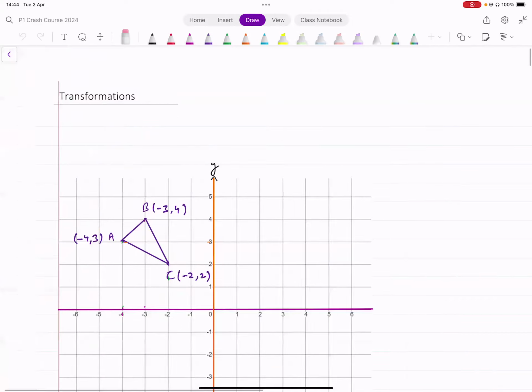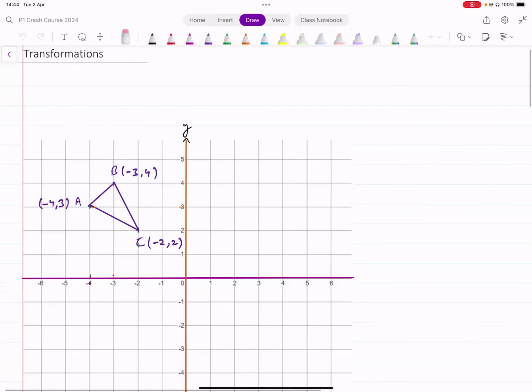So function transformations, this is another major part of functions. That's what we want to start with. So what different transformations are we going to be talking about? Remember, you've done the transformations topic in O-levels as well. And in O-levels, there were 4 different types of transformations that you did: reflection, translation, rotation, and enlargement, right? Those were the 4 different transformations that you did in O-levels.